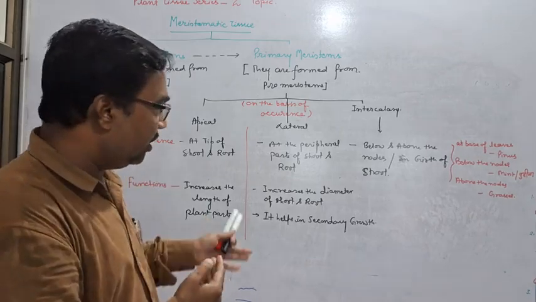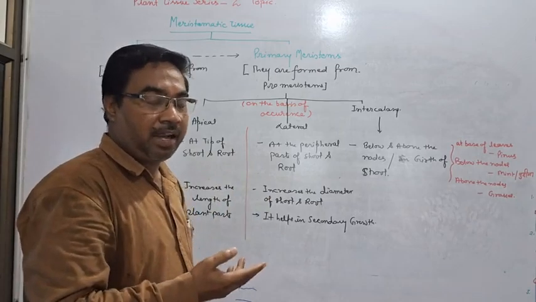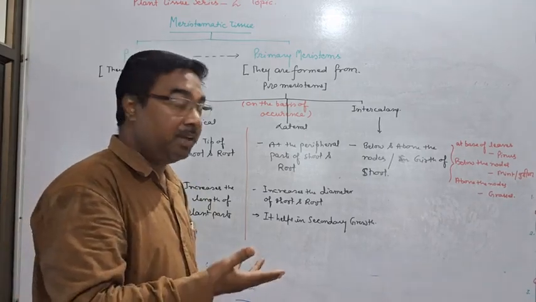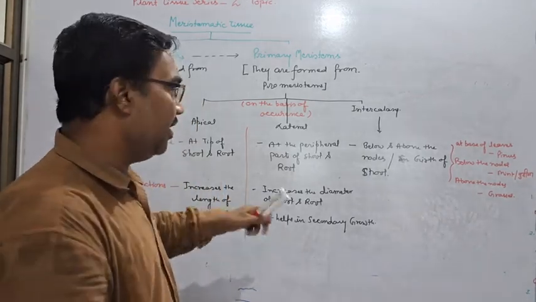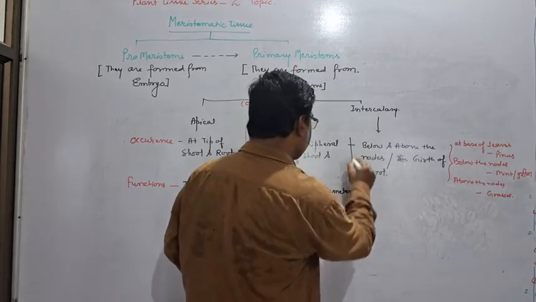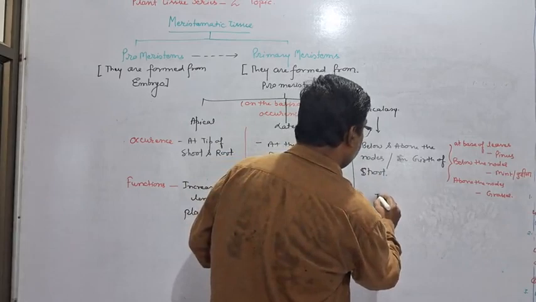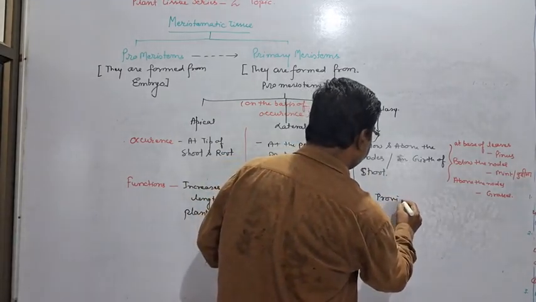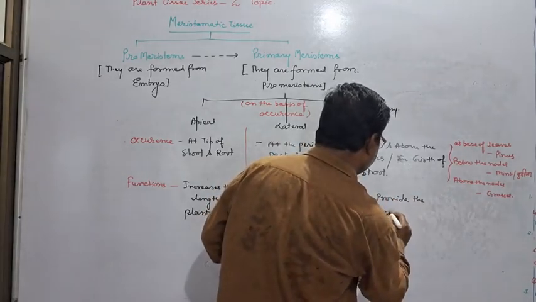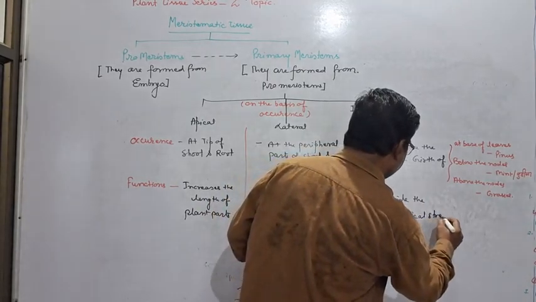Here I will teach you that the cambium, cork cambium, phellem, phellogen, phelloderm, these all are formed from the secondary growth. Now intercalary, what is its function? Its function is to provide the mechanical strength.